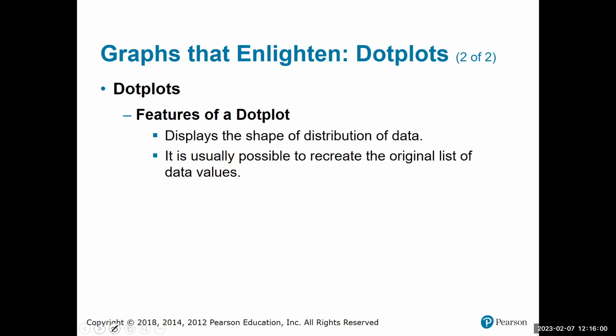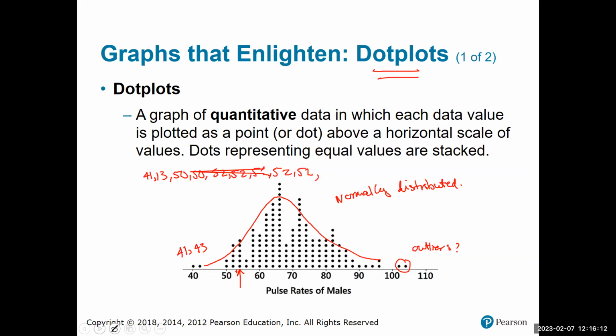All right, features of a dot plot: it displays the shape of the distribution of data. I just talked about that. And it's usually possible to recreate the original list of data values. So you can't with the histogram. I guess that's important to mention. So notice here, I started to make a list of our data values: 41, 43, 50, 50, 52, 52, 52, 52, 54. So you can recreate the original data values.